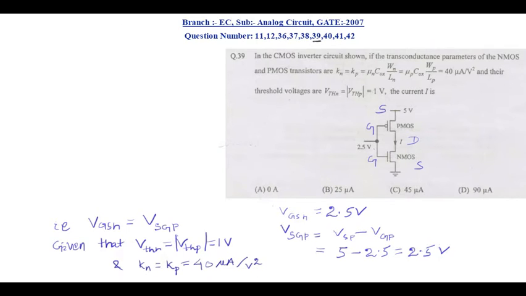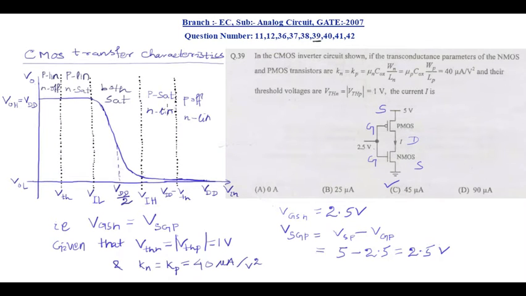If you see the transfer characteristic of the CMOS inverter, then it will look like this. Here, when the input voltage is up to VTH, then PMOS will be in linear region and NMOS will be in cutoff. Between VTH to VIL, that is threshold voltage to input voltage low, the PMOS will be in linear region and NMOS will be in saturation region. Between VIL to VIH, both the transistors will be in saturation region. Between VIH to this voltage, PMOS will be in saturation region and NMOS will be in linear region. And between VDD minus VT to VDD, PMOS will be in off state and NMOS will be in linear region.